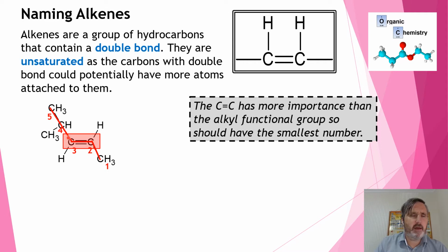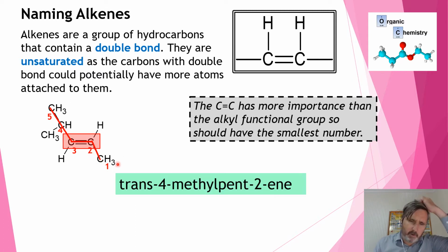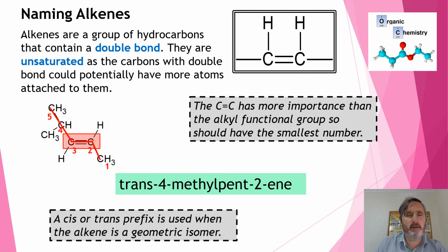So now when we name this, we can call it 4-methylpent-2-ene. I've actually put a trans in front of here because this has geometric isomers, and the geometric arrangement is trans. We'll talk about that in the next slide.